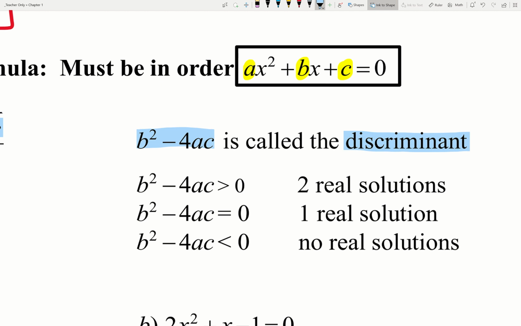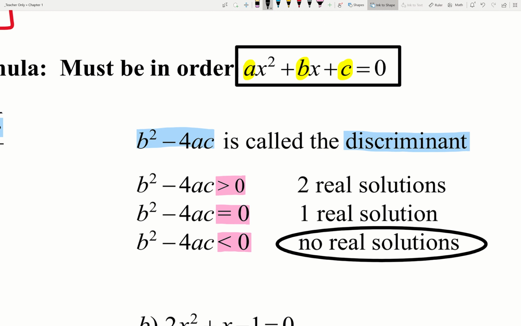And, of course, what we do is we go ahead and calculate it, and we figure out if it is greater than 0, if it's equal to 0, or if it's less than 0. Remember that case where it's less than 0 is what we don't want, because that's going to mean that we don't have any real solutions in that case, because then we would be trying to take the square root of a negative number.